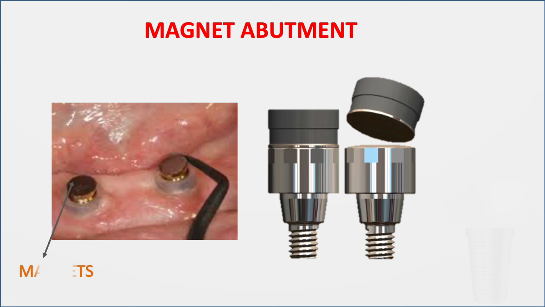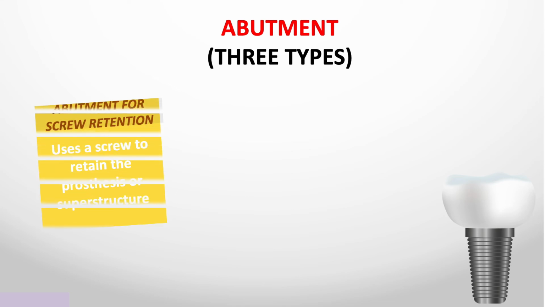Look at the first figure. We have a magnet placed over the implant in the mouth, and in the second figure, as you can see, we have a paired magnet with opposing poles facing each other so that they can attract each other when placed in the mouth.